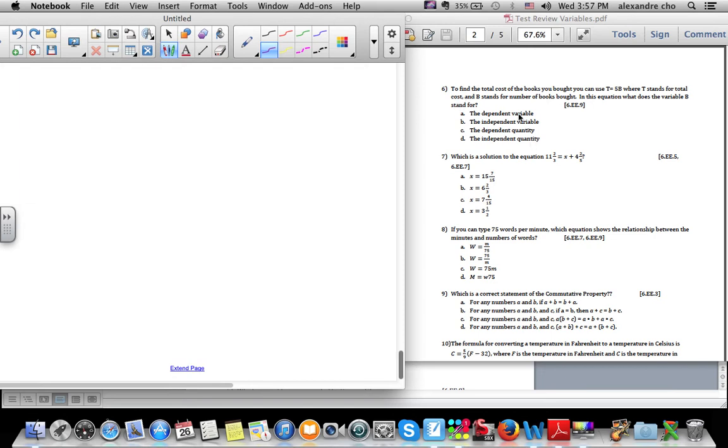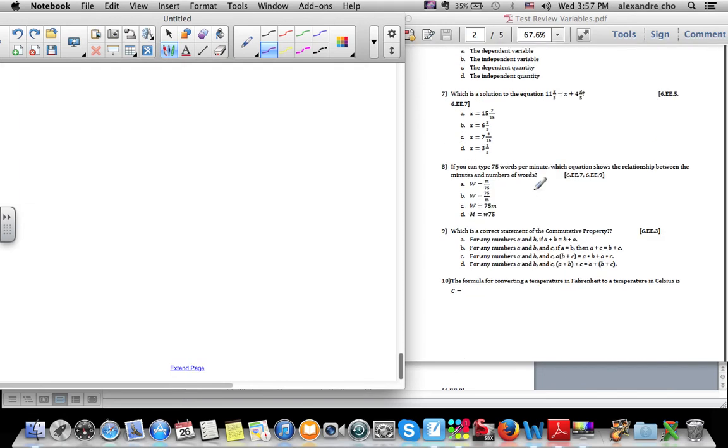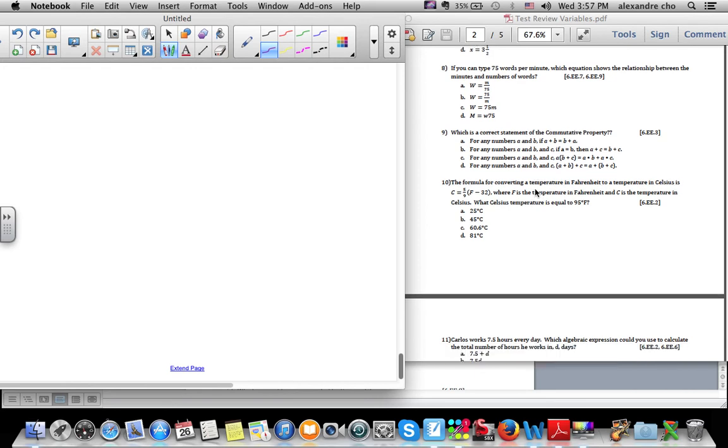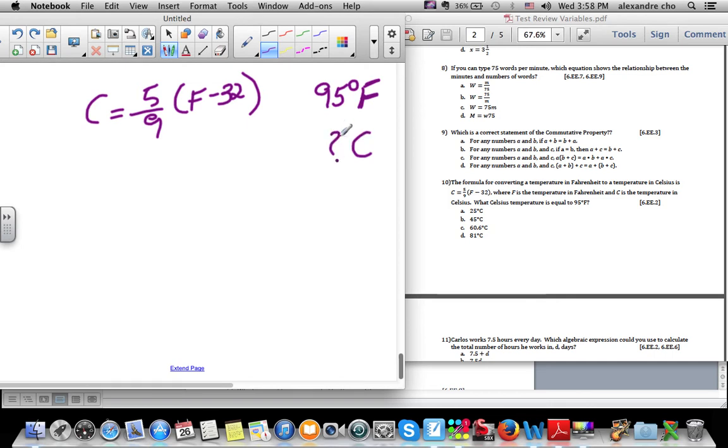Okay, so 10 is about temperature. And again, we discussed this in class, about Fahrenheit and Celsius. So here's your formula: Celsius equals 5 over 9 times F minus 32. So if somebody says it's 95 degrees Fahrenheit, which is pretty hot for us, what would be that temperature in Celsius?